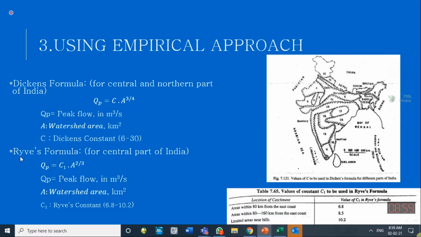Another formula was given by Ryves for the central part of India. He proposed that if the area is within 80 kilometers from the east coast, then the C value should be selected as C1 6.8, and if it is away from the coastal area, it should be 8.4, and for other limited areas near hills, 10.2. So he proposed a slightly different formula, C1 into A power 2 by 3, here A power 3 by 4. So if we use the C value from this table, we can get QP for the coastal regions in a better way.